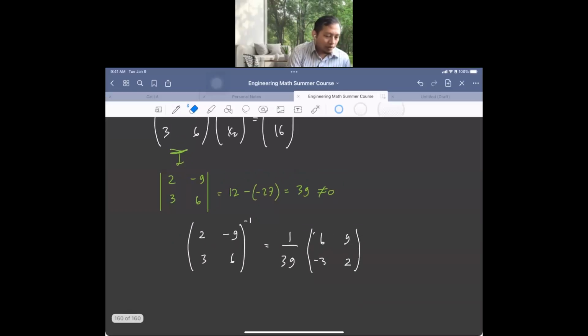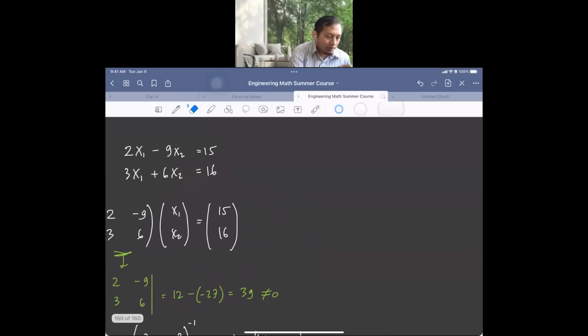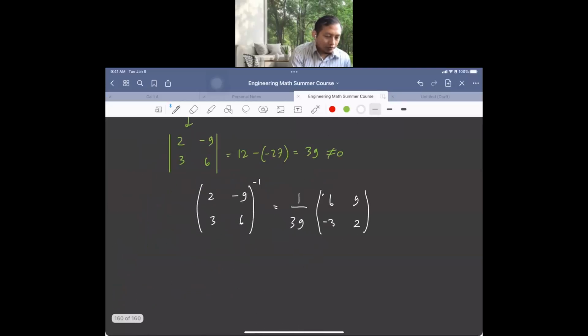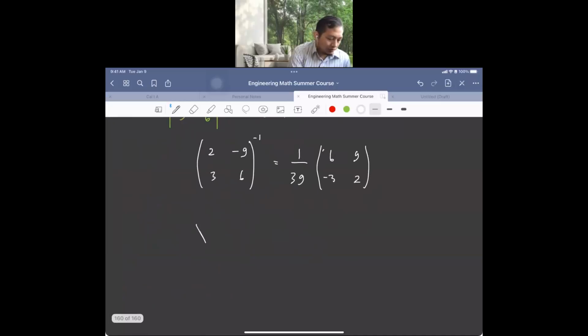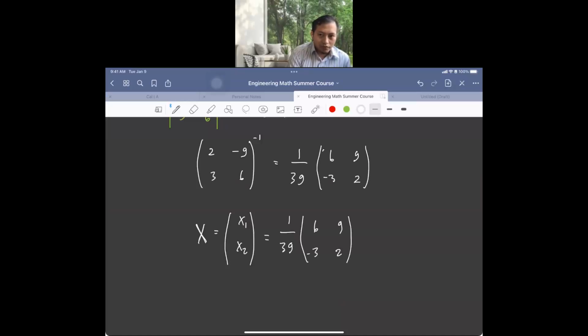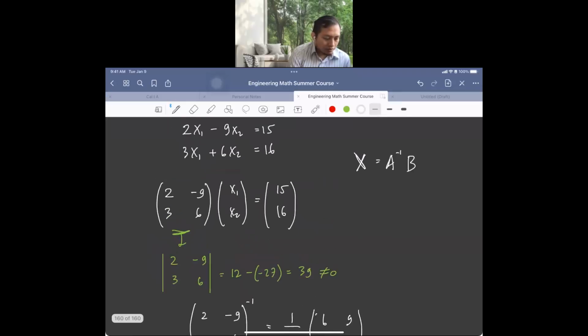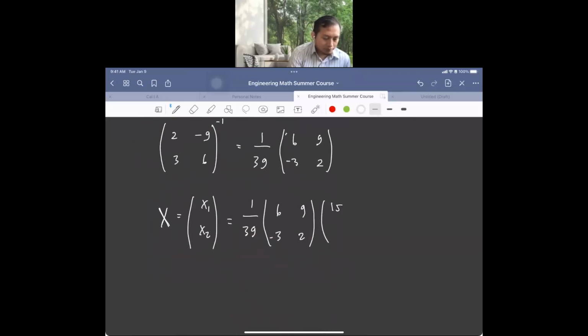Now, if you remember, x will be A inverse B. So the inverse, and then multiply with the matrix B, we can find the matrix for x. Let me write here that x1, x2 is equal to the inverse here, 6, negative 3, 9, 2, and then multiply with 15 and 16.